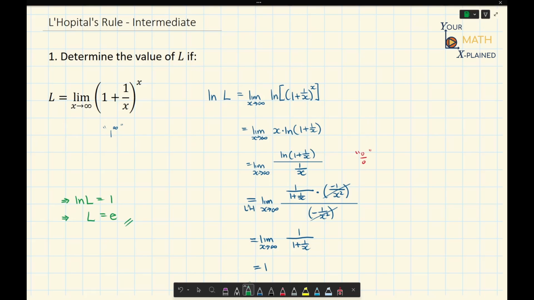So now we see a nice limit definition for Euler's number. And it is quite a magical result because it came from something that looked like 1 to the power of infinity.